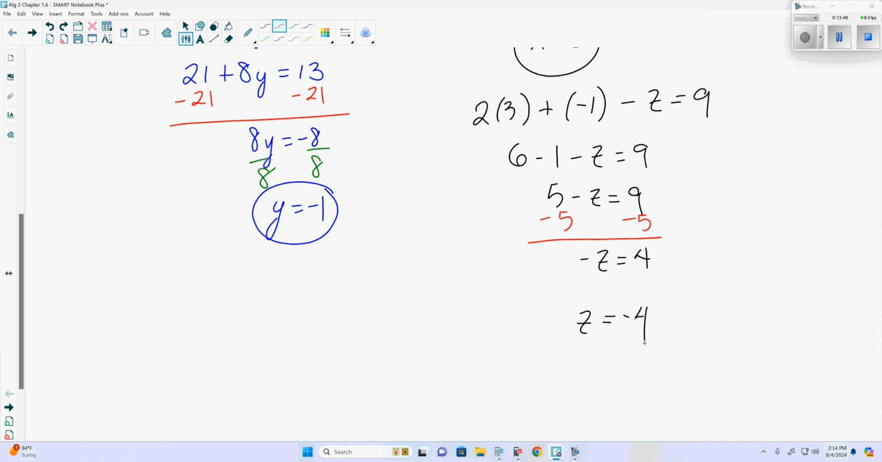Because what we can do is multiply both sides by negative 1, or we can divide both sides by negative 1. It does the same thing. Negative 1 times negative z, a negative times a negative is a positive. 1 times z is just z. 4 times negative 1 is negative 4. So our answer is 3, negative 1, negative 4.